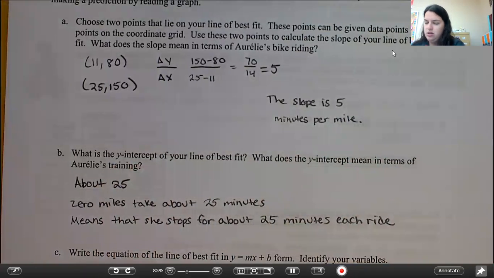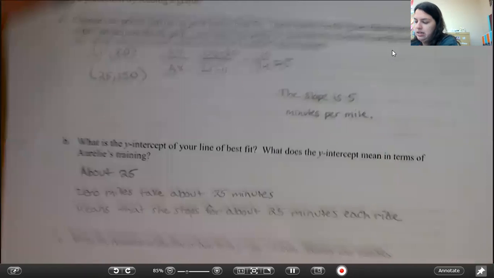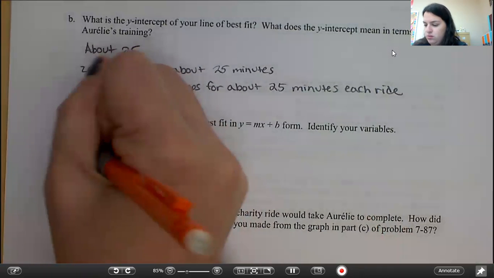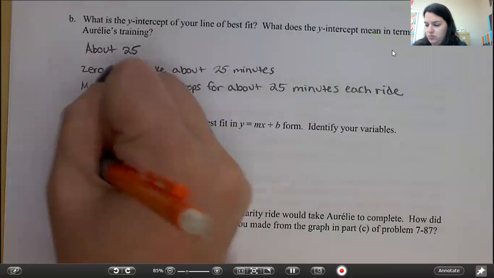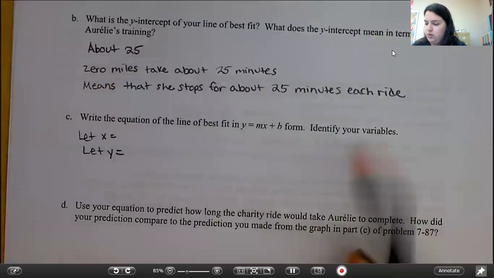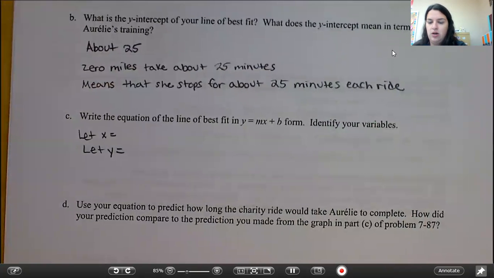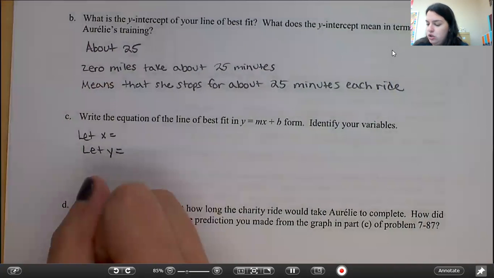So now C and D. C says write the equation of the line of best fit in y equals mx plus b form. Identify your variables. So let x equal, let y equal. And then write your equation. Part D says use the equation to predict how long the charity ride would take Ariel to complete. How did your prediction compare to the prediction you made from the graph in part C of problem 787? So remember that the charity ride is 30 miles.